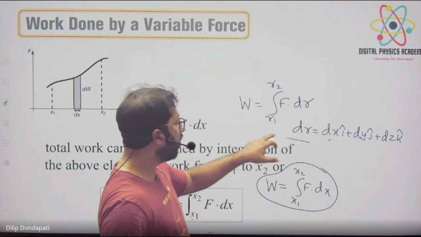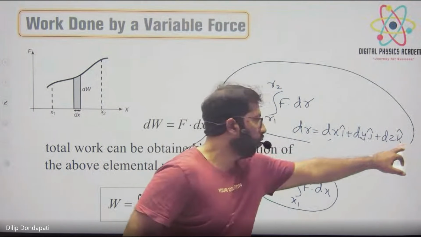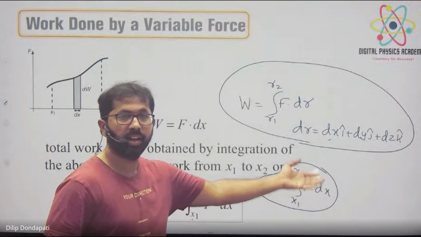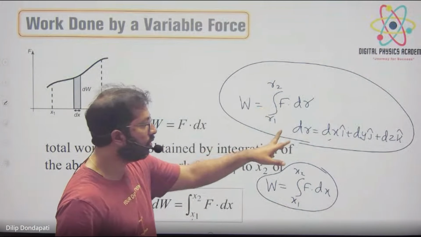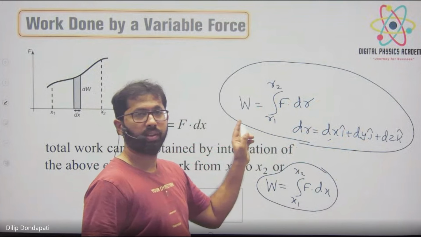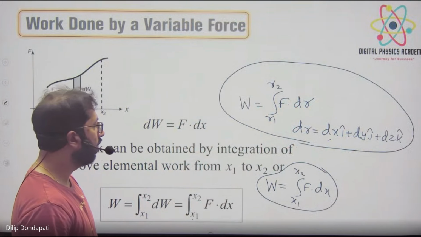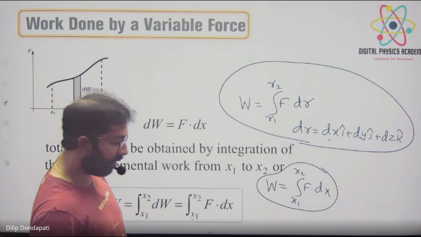This one general formula we have to learn, because if it's only the x direction then use f dx, if y direction then use y, if z then use z. If it is all two or three, then always use f dot dr. Okay, the formula has come and gone.